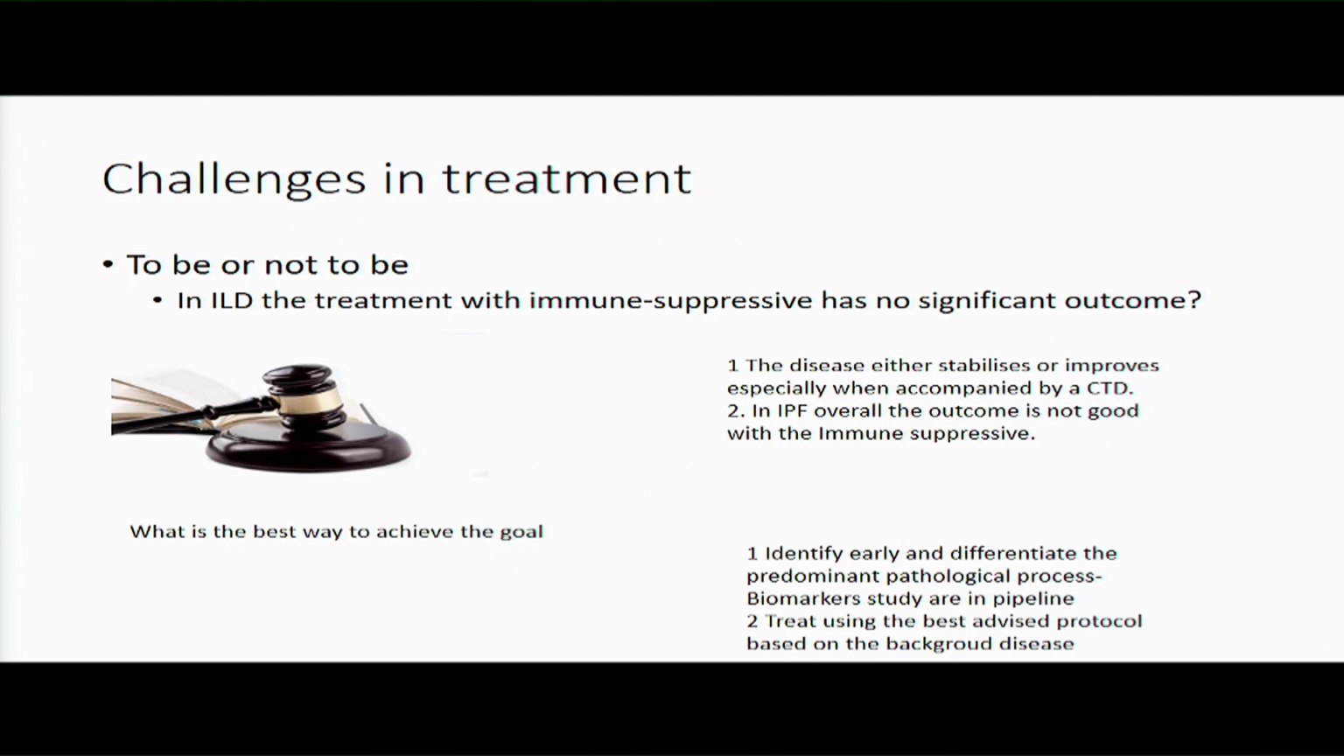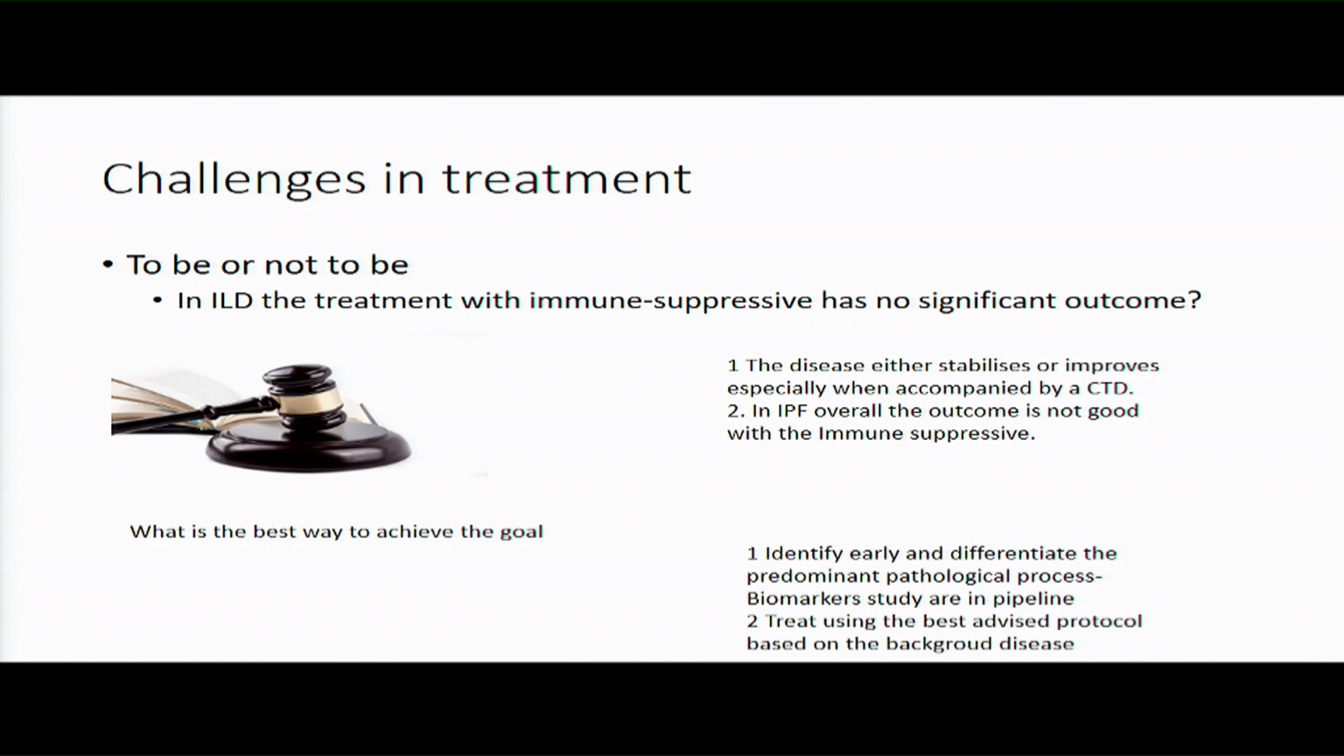But several studies have now clearly shown that if you identify early, and if you treat the group of patients with connective tissue disease and interstitial lung disease, the outcome is much better. But we still have a problem with primary interstitial pulmonary fibrosis, where fibrosis dominates. In this set of patients, using immunosuppressants is not going to significantly change the outcome.